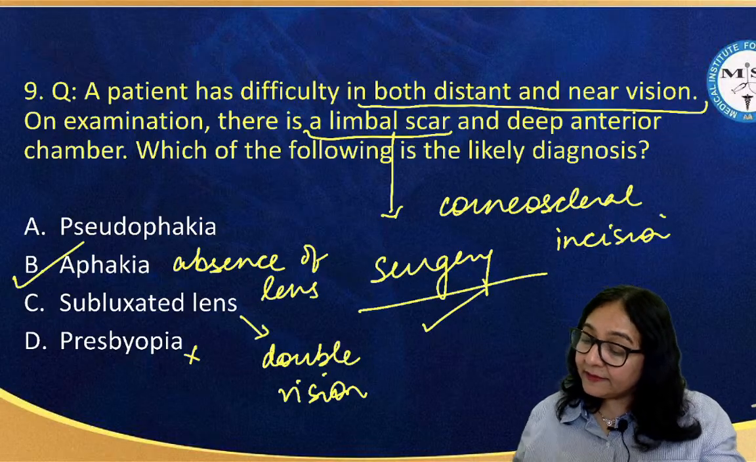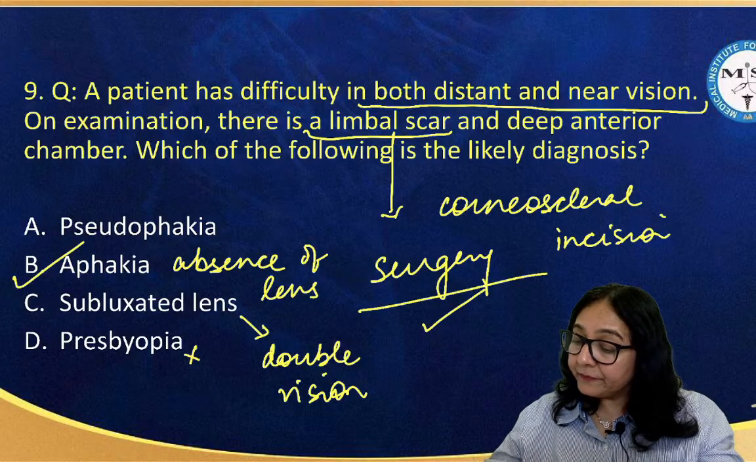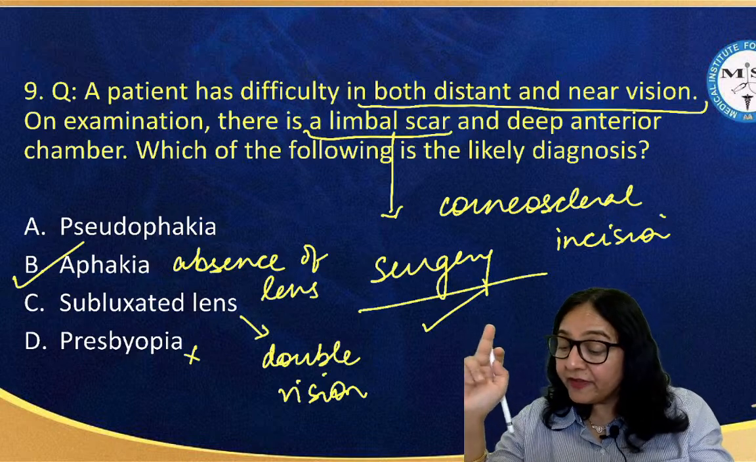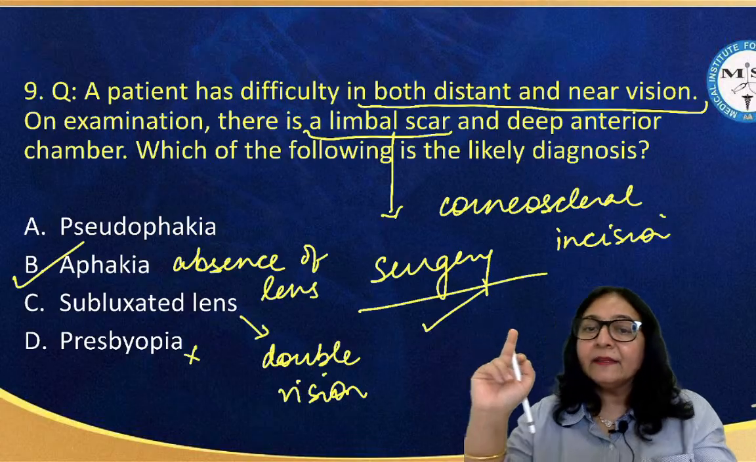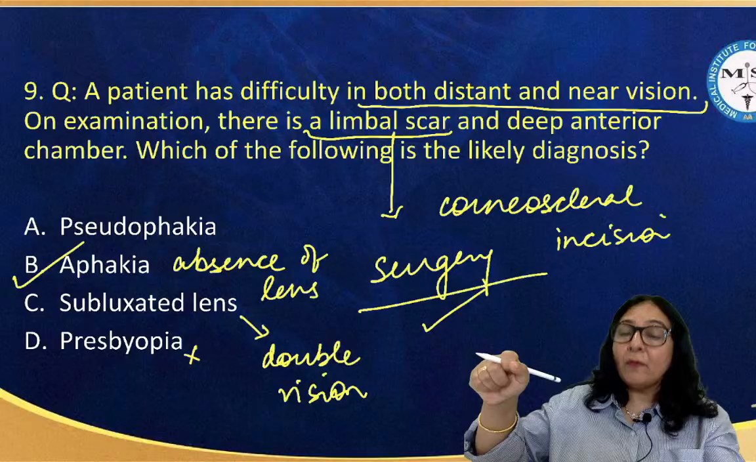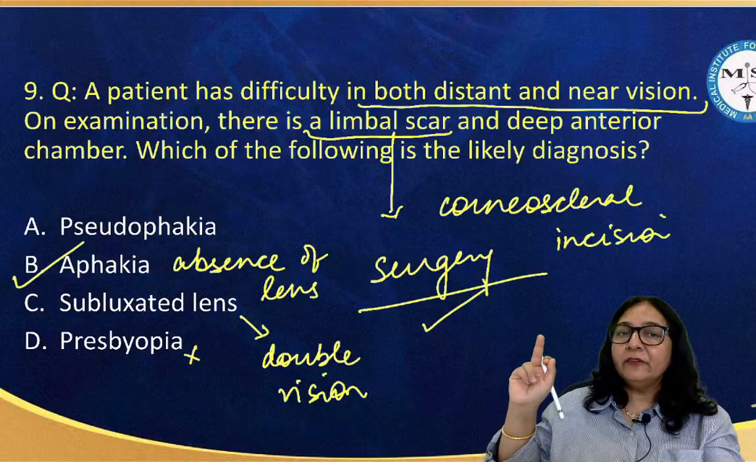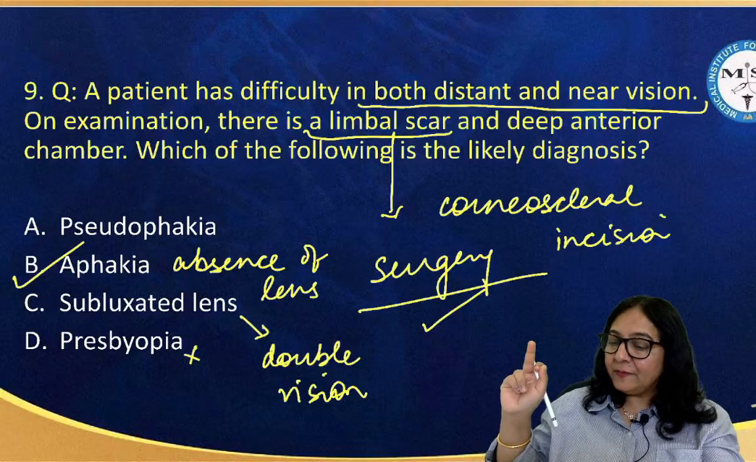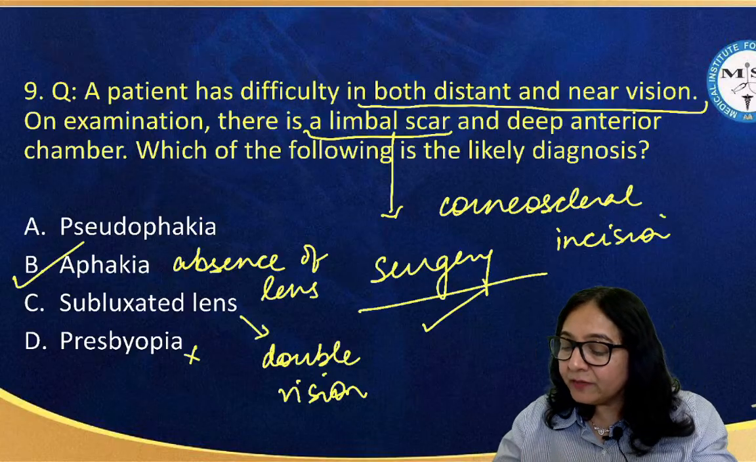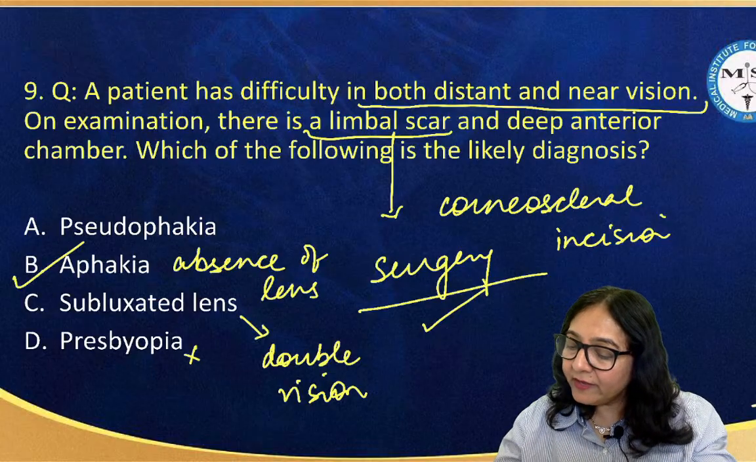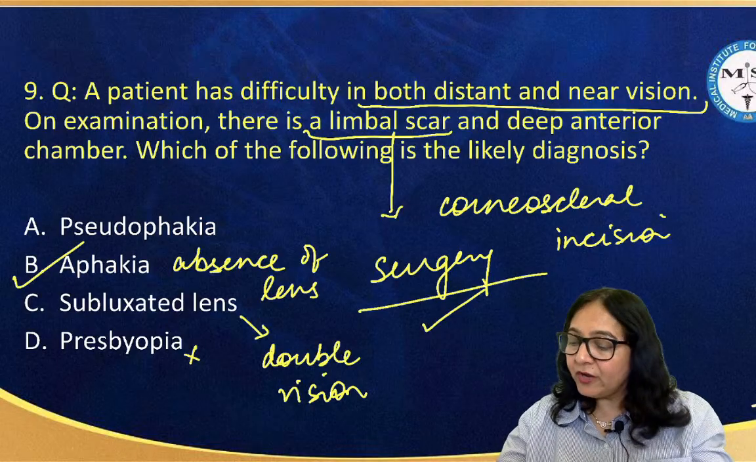Okay. Dislocated lens, again dislocated lens, if there is no aphakia mentioned, you have to consider the limbal scar beta. Dislocated lens, if it is due to trauma, then there will be no limbal scar. It can cause both distant and near vision problem. It can cause deep anterior chamber, but there will not be limbal scar mentioned in the statement. So if dislocated lens should be the option, then limbal scar word should not be there.